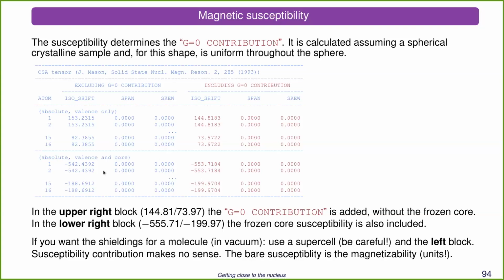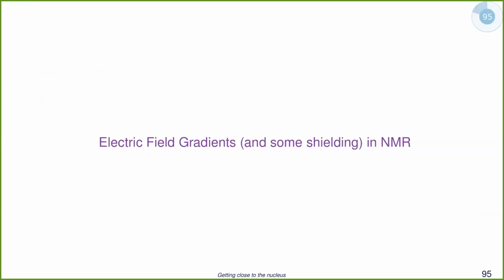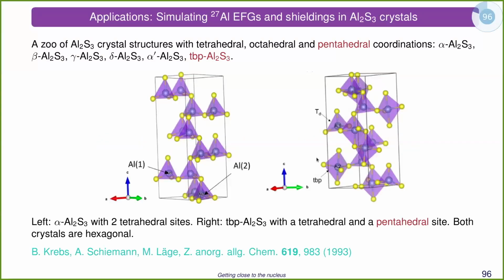Okay, this is for molecules, where it makes no sense. This is in principle for solids, in most kinds of experiments, I would say. Okay, now we get to applications. For the electric field applications, I will only discuss the aluminum sulfide now, and then I will immediately go to the hyperfine stuff.